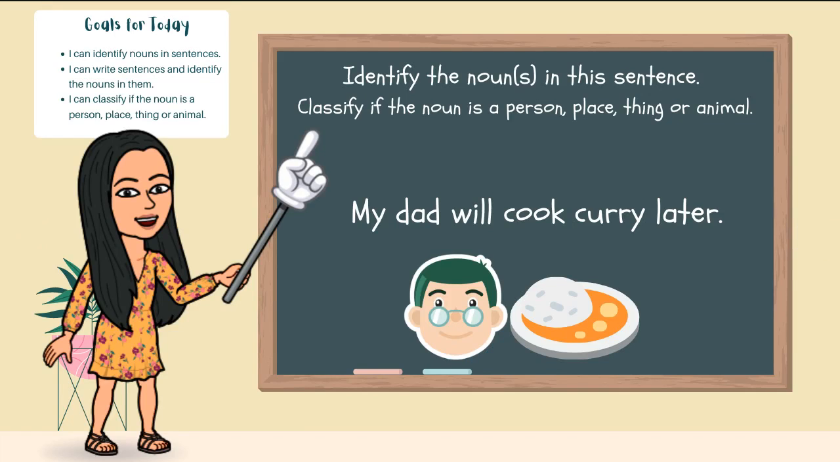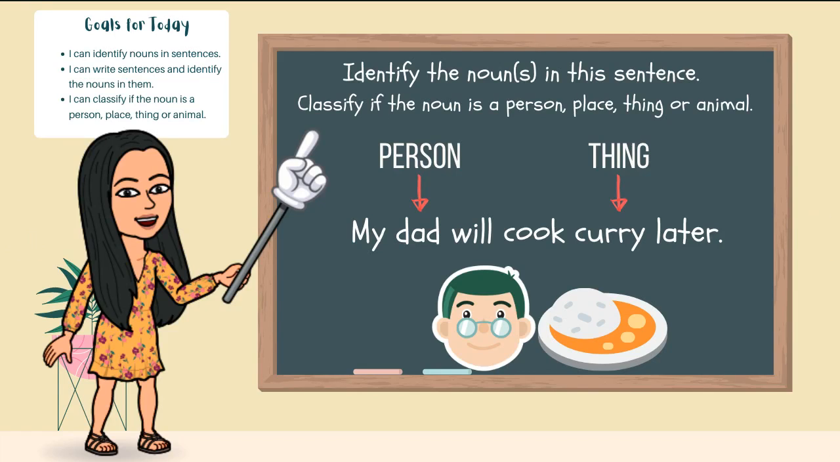Here's the last sentence that I want us to practice together. Can you identify the nouns in this sentence? Don't forget to classify if the noun is a person, place, thing, or animal. I'll read the sentence out loud. My dad will cook curry later. If you identified these two nouns in the sentence, wonderful job. Dad is a noun and it names a person, and curry is also a noun and it names a thing.